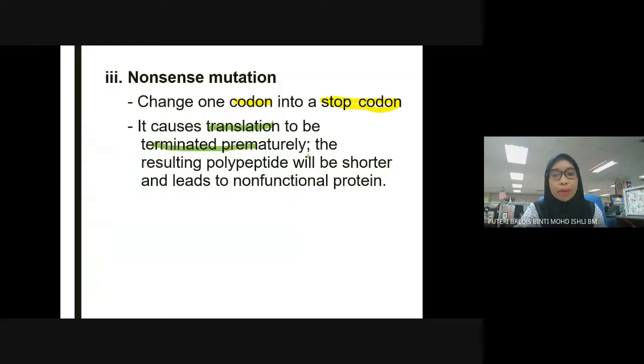The resulting polypeptide will be shorter and leads to non-functional protein. Protein tu langsung tak boleh function. Okay, sebab dia dah terus tukar kepada stop codon. Stop codon, so dia akan hasilkan polypeptide yang shorter. Right, that is nonsense mutation.